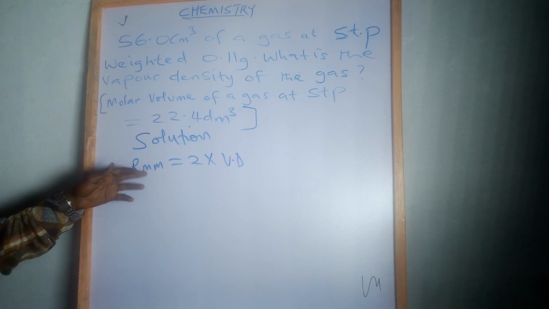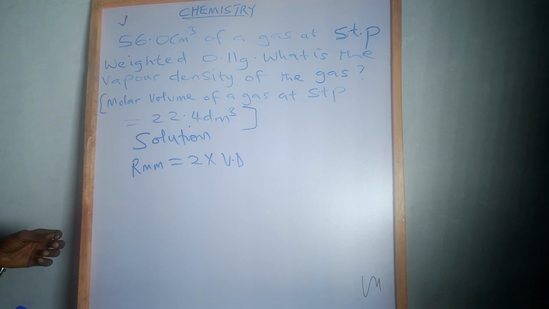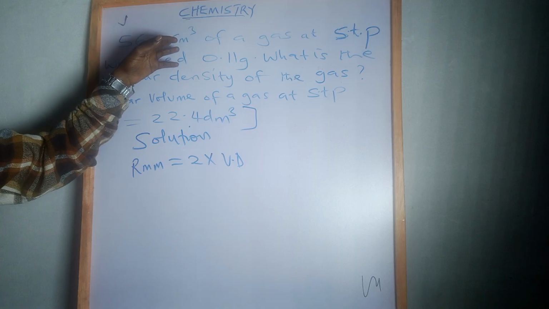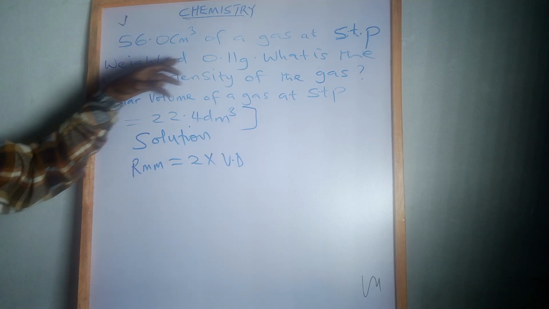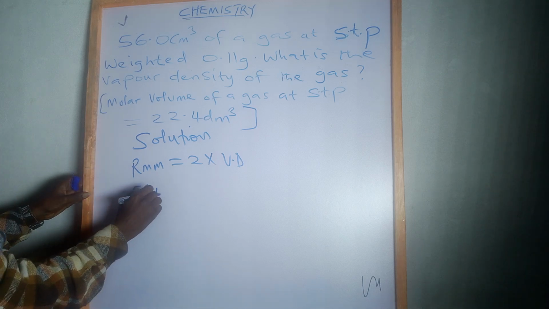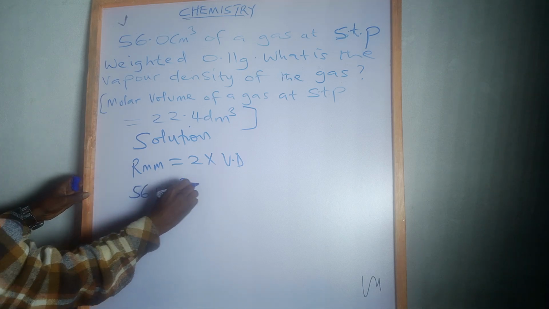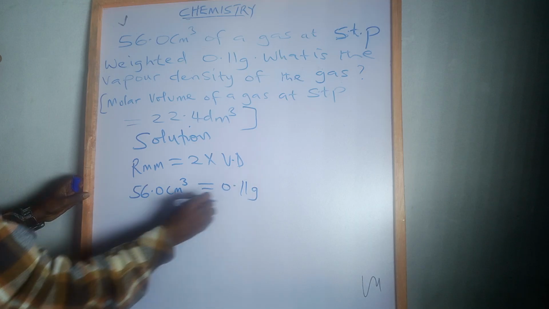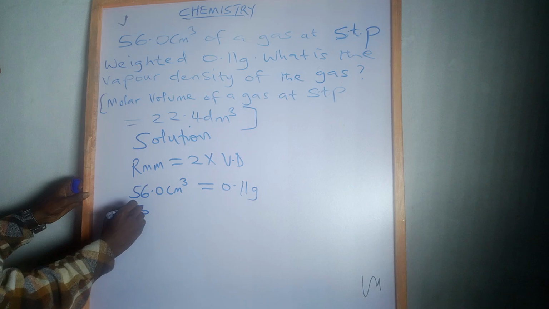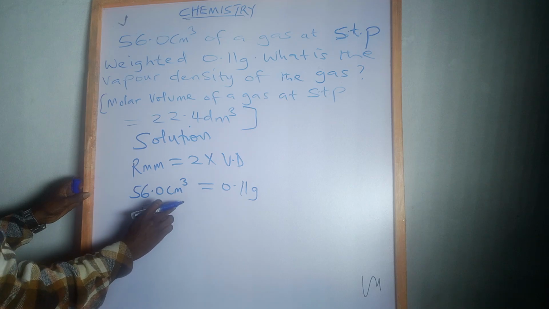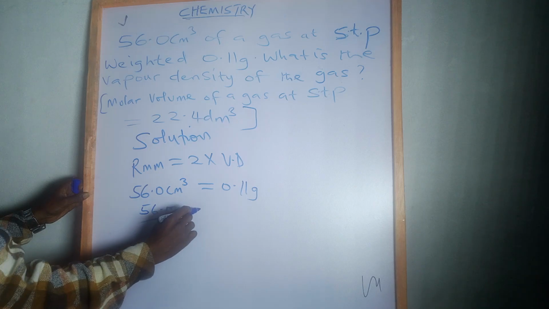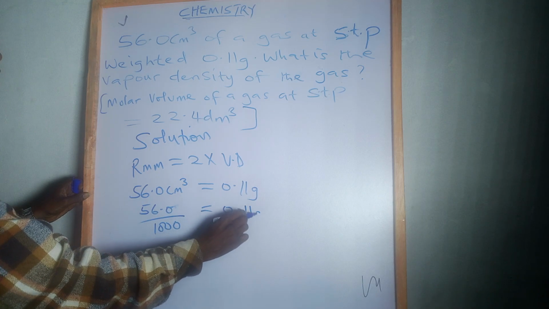Then, how am I going to get my relative molecular mass? That is the next challenge. Then go back to the top. We are told that 50.0 centimeter cube of the gas weighed 0.11 gram. Oh, that means we are starting from that place. 50.0 centimeter cube is equal to 0.11 gram. It weighed this. So now you convert this one to dm cube. Just divide by 1000.